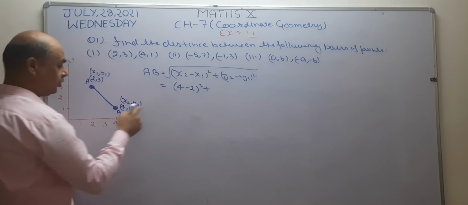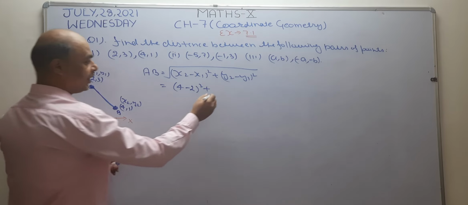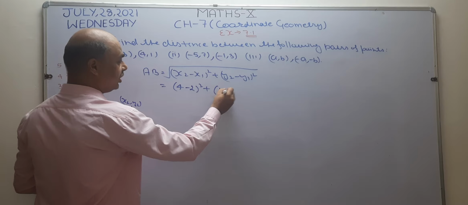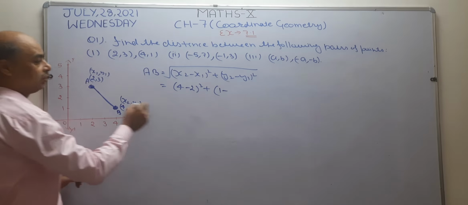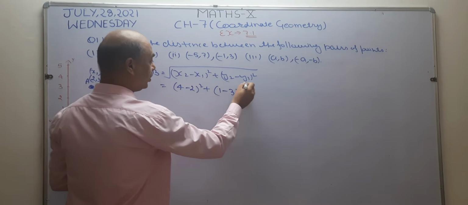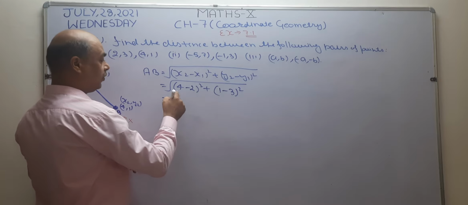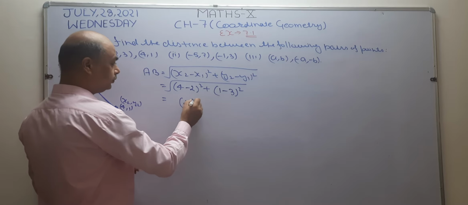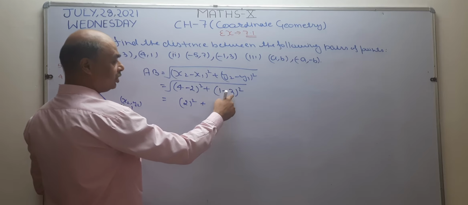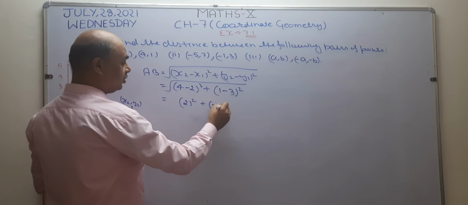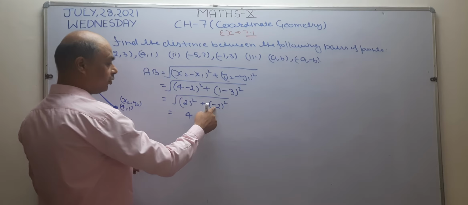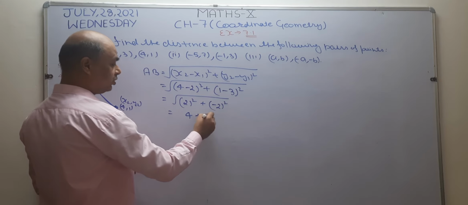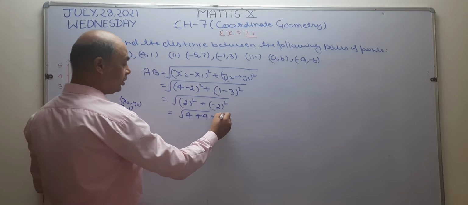After that, y2, value of y2 is 1. Write here 1. After that, minus sign is there according to the formula. And y1, value of y1 is 3. So write here 3 and its square, and the square root. Now 4 minus 2 is 2. Plus, 1 minus 3 is minus 2. So this becomes minus 2 square. Square of 2 is 4. Square of minus 2 is plus 4. Now 4 plus 4 is 8.